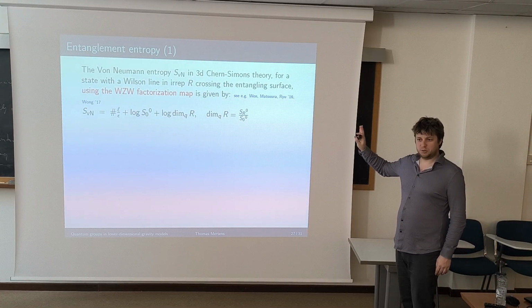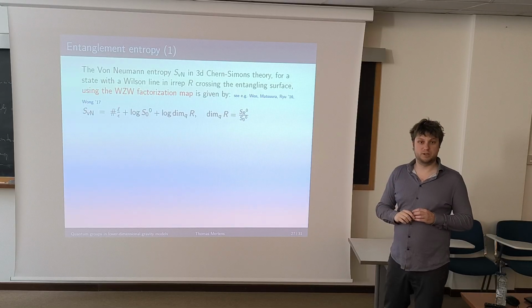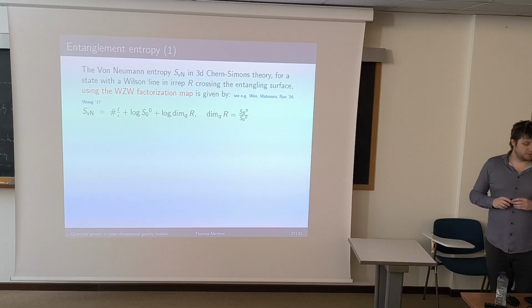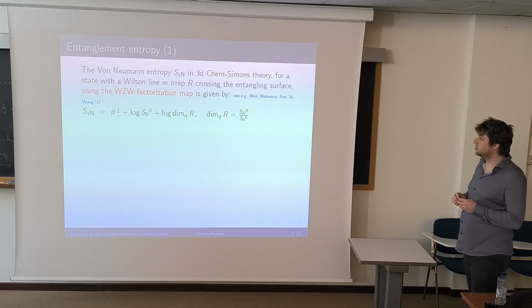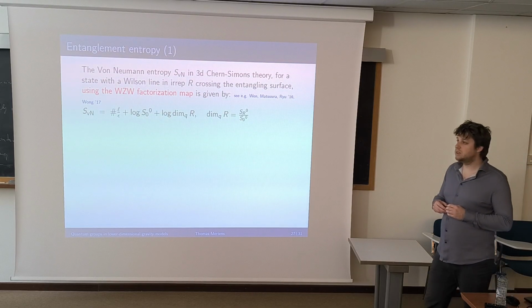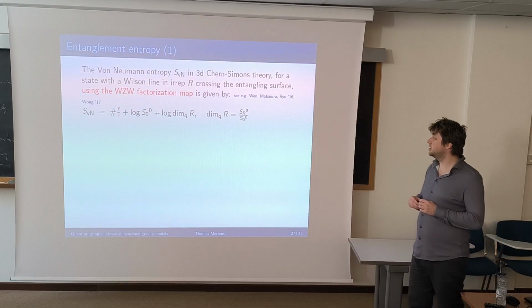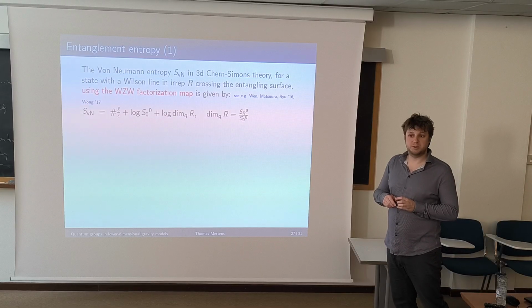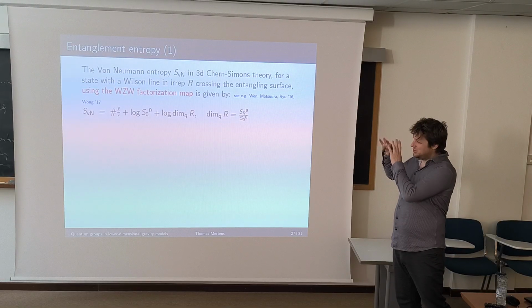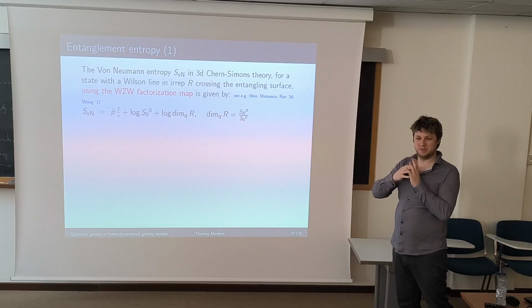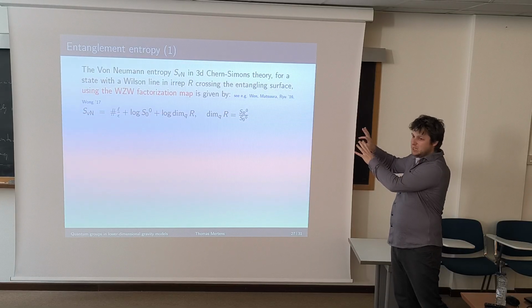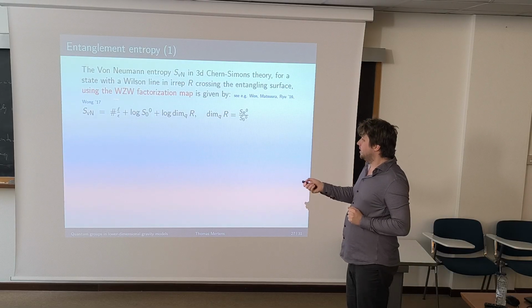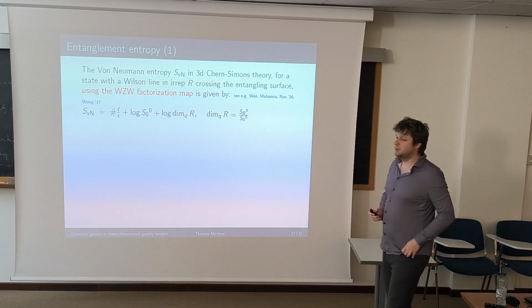So what does all of this story now imply for the actual 3D gravity case? Now, if I consider the von Neumann entropy, the entanglement entropy in 3D Chern-Simons theory, and I consider a state that has a Wilson line in a representation R that crosses the entangling surface, if I would use the WCW factorization map, and my entire story has been to try to find a different factorization map, but now let's see if we take the usual one, the WCW factorization map, what do we get? If I do that for Chern-Simons theory, I get an entanglement entropy that looks like this.